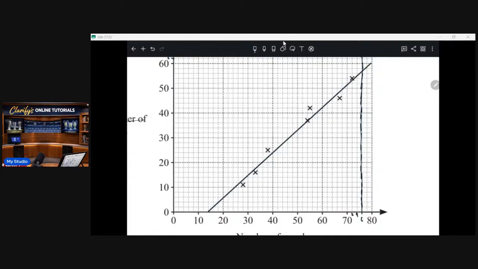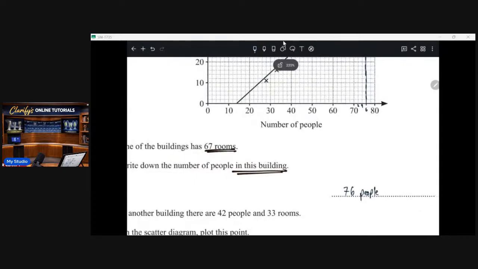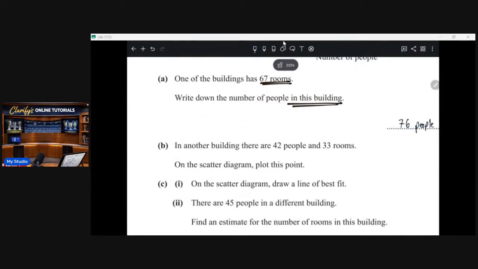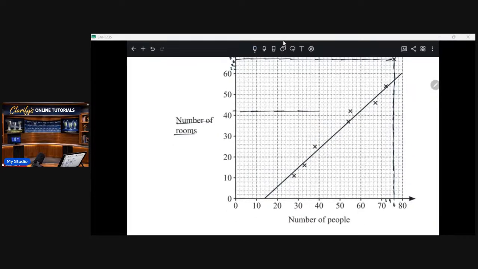72 for 76 people. So it was 76 people. Now, in another building, there are 42 people and 33 rooms. Okay. So now let's go to 42 people, which is here. And let's go to see where it meets 33 rooms. 32 is here. 33 is at the center. You see where the 33 meets here. So you put a point here.